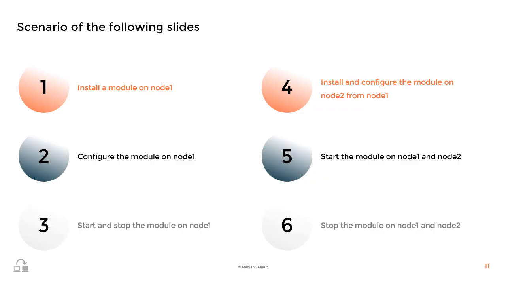In the next slides, we will explain a scenario with 6 steps. In step 1, we will install a module on Node 1. In step 2, we will configure the module on Node 1. In step 3, we will start and stop the module on Node 1. In step 4, we will install and configure the module on Node 2 from Node 1. In step 5, we will start the module on Node 1 and Node 2. In step 6, we will stop the module on Node 1 and Node 2.